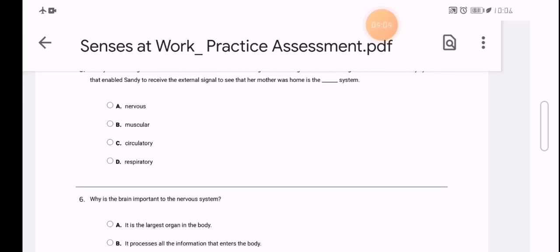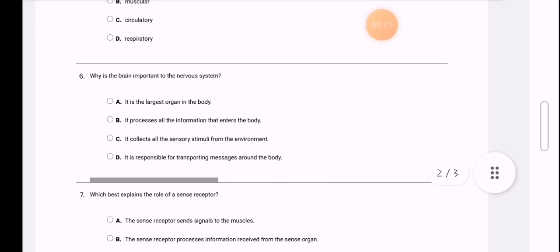Muscular is responsible for our muscles and our bones. Circulatory refers to the motion of the blood inside our body. Respiratory, for sure, we studied it before, is responsible for the breathing process.